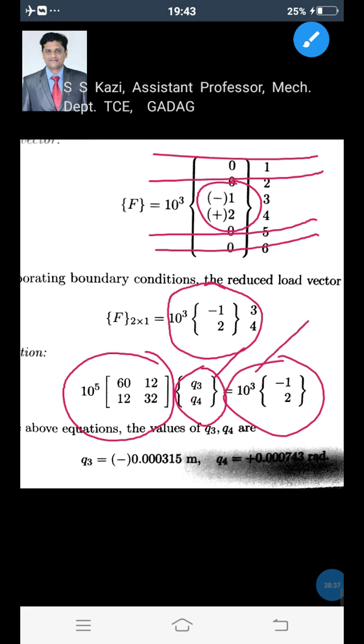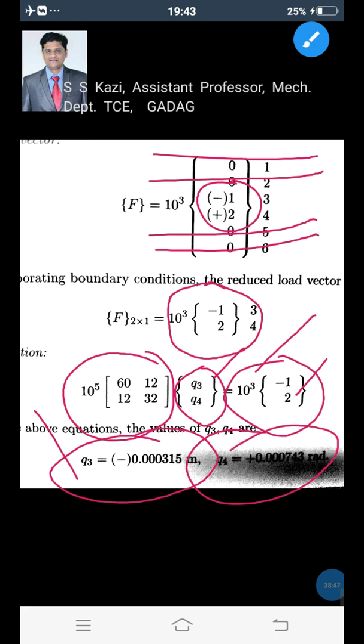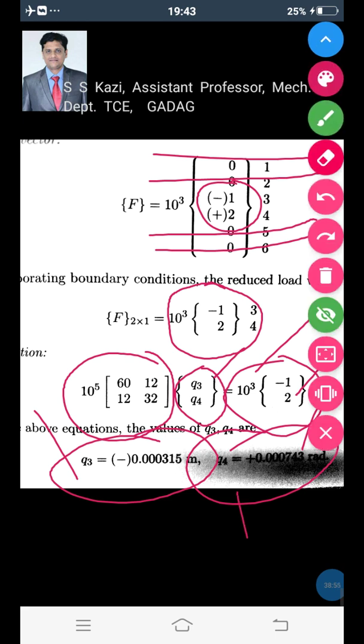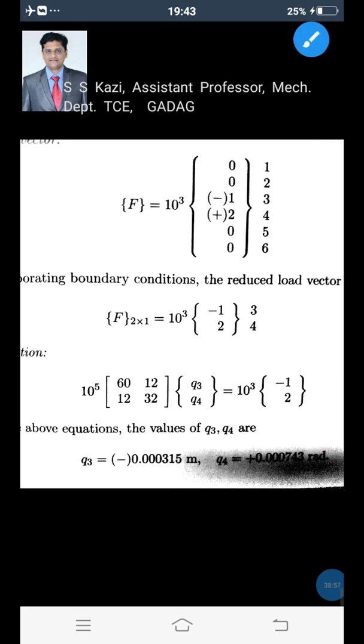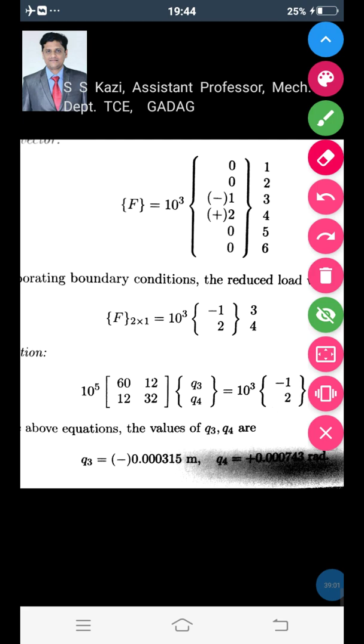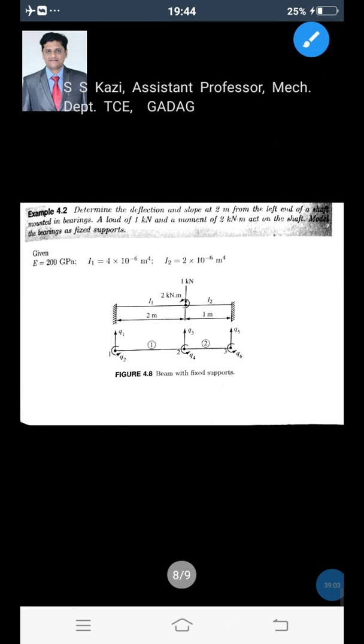By solving these two equations, we get the U3 value as minus 0.000315 meters, that is the deflection at node 2, and the U4 value as plus 0.00074 radians, that is the rotation at node 2. This is how we need to solve problems on beams. Now you have understood how to solve the problem if the applied moment is given. I hope you have understood this.